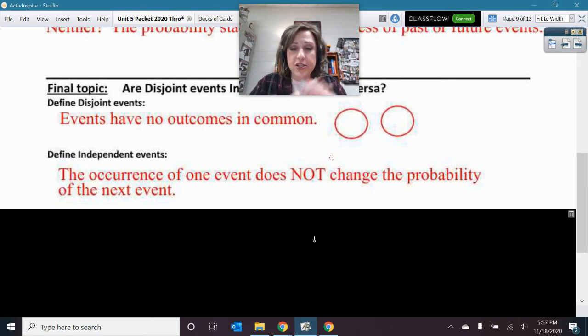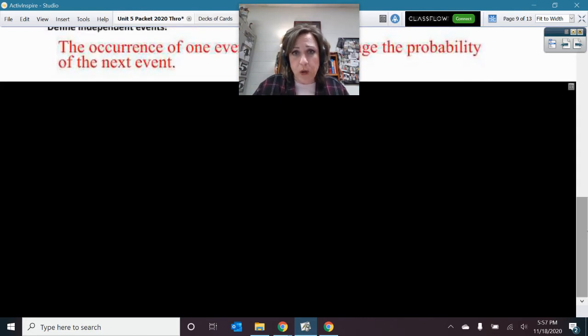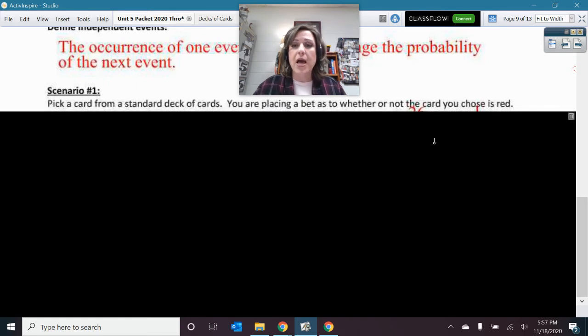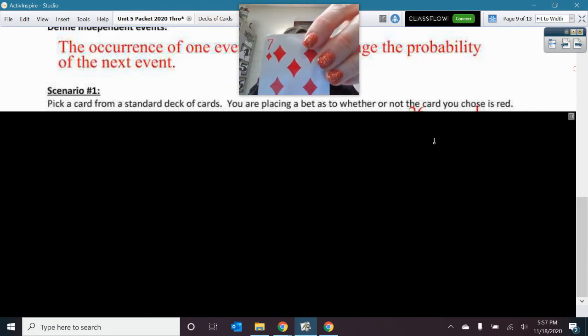Okay, so here I go. Got all my deck of cards. All right, let's do this. So we have scenario number 1. Scenario number 1 is going to demonstrate. So I'm going to say, okay, pick a card, any card, okay? And you are going to place a bet on whether or not the card you choose is red. So you pick a card. I'm not going to look at it.